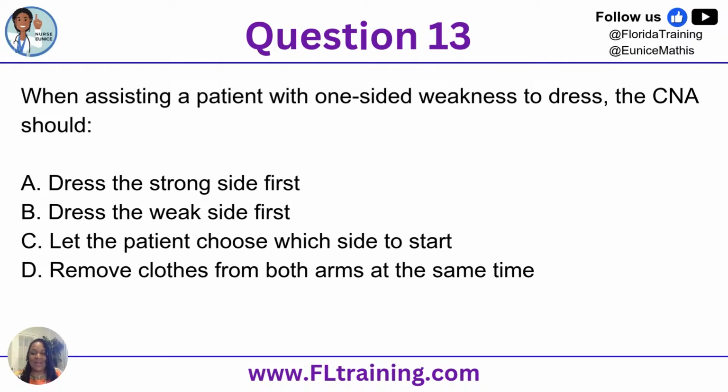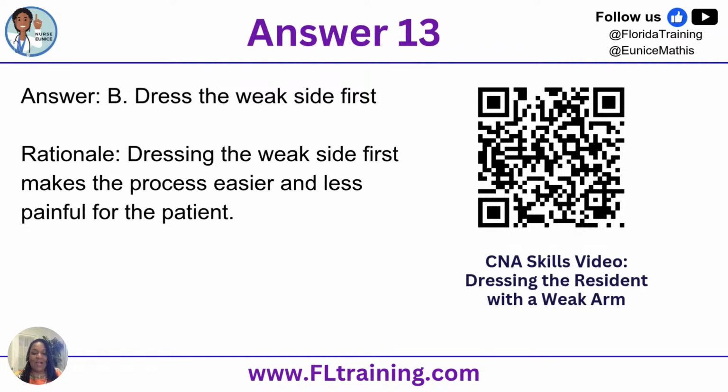All right, revealing the response in 3, 2, and we start off with dressing the weak arm first. The weak arm needs more support, so you can hold it, you can put the sleeve on, and once that weak arm is dressed, that person can usually help you. They can reach back, they can stretch forward with their strong arm. So dressing the weak side first makes the process easier and less painful for the patient.